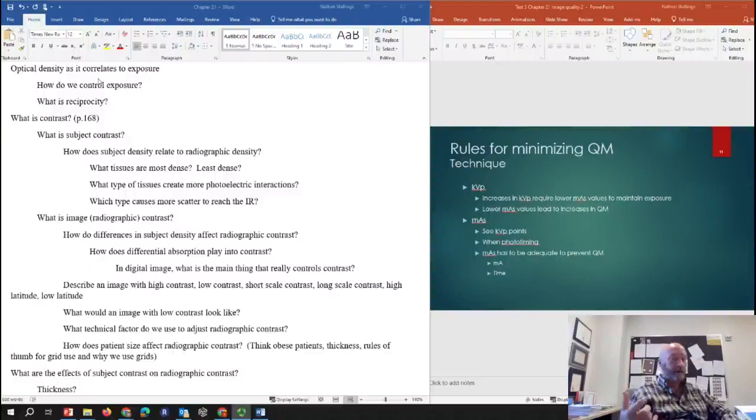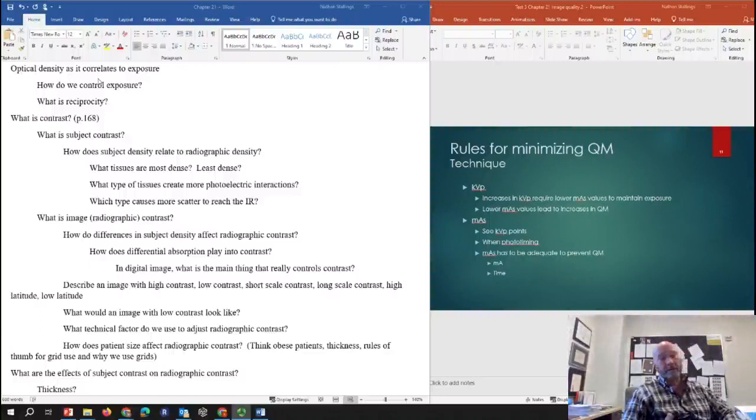Some of your systems, the higher the exposure, the lower the index number. So what we use to control exposure generally is mAs. And we can use kVp, but mAs is kind of the industry standard. Reciprocity is manipulation of mA and time to maintain the same mAs value.